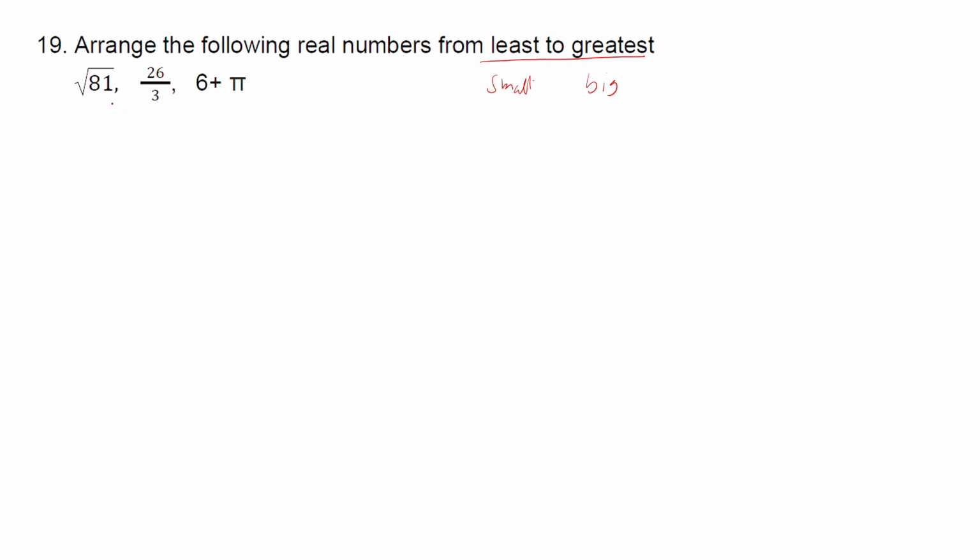So let's start. What's the square root of 81? Obviously, that's 9. And then how about this one, this improper fraction, 26 over 3? So let's do the long division. 26 divided by 3. 2 by 3, that cannot be. So let's go right away with 26. 26 divided by 3, that is what? 8. 8 times 3 is 24. And then we subtract, that is 2.